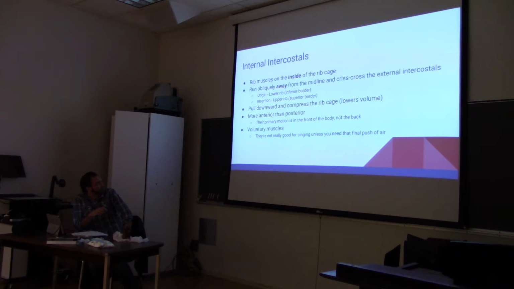Good. Rib muscles on the inside of the rib cage. They run obliquely away from the midline and crisscross the external intercostals. The origin is in the lower rib and the insertion is in the upper rib. So if the origin is lower and the insertion's up, we pull the insertion down, right? We're contracting our rib cage. They pull downward and compress the rib cage, which lowers the volume of the lungs.